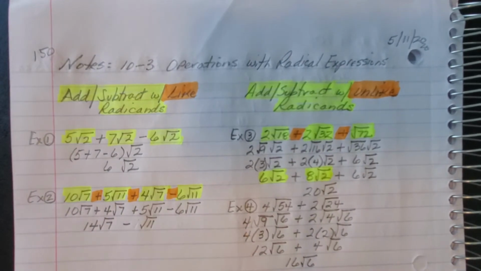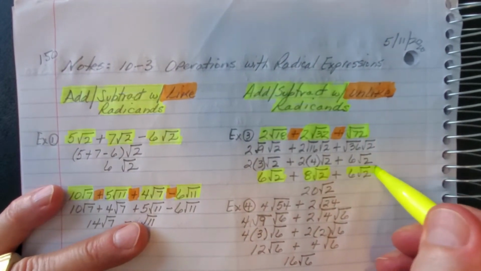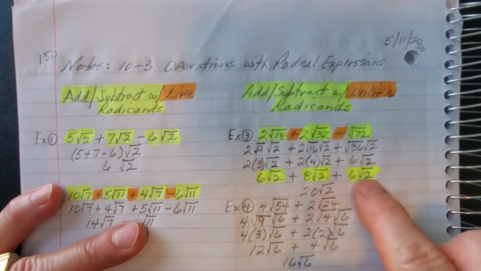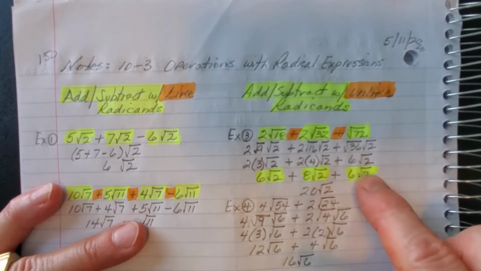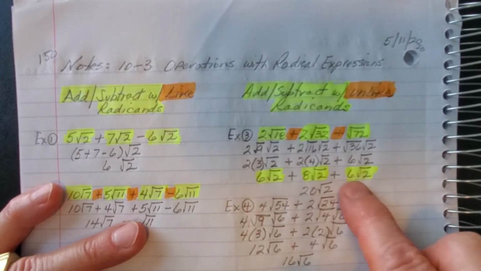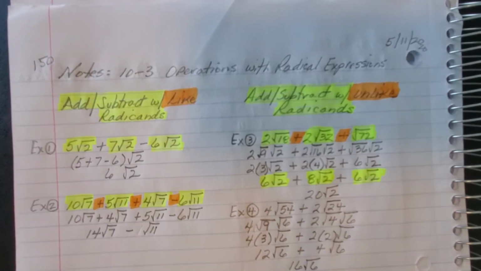Now we add those 3 together. Why? Because they have the same radicand. Square root of 2, square root of 2, square root of 2. So 6 plus 8 plus 6 is 20 square roots of 2 for your final answer.